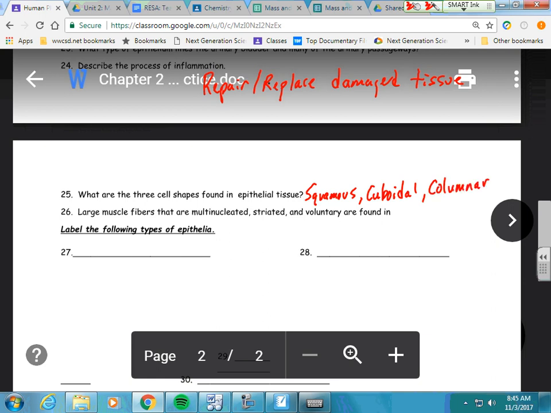Pretty easy. All right, large muscle fibers that are multinucleated, striated, and voluntary. If it's voluntary, it's got to be what? Skeletal. All right, so that's 26.